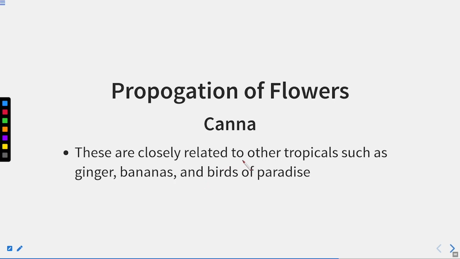They are closely related to other tropicals such as ginger, banana, and the bird of paradise. So canna is more or less related to the ginger plant, banana, or even the bird of paradise.